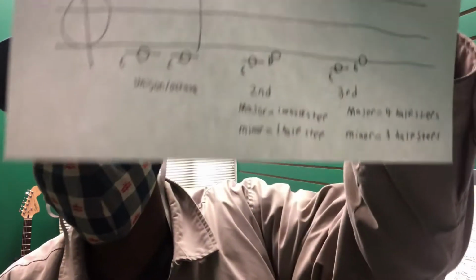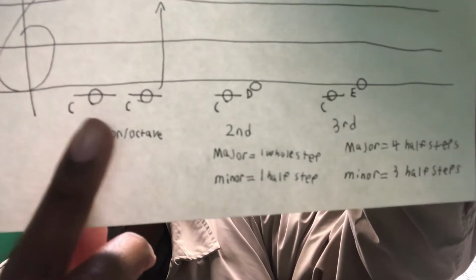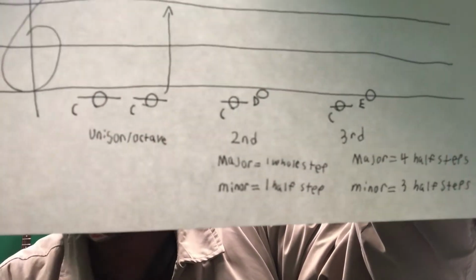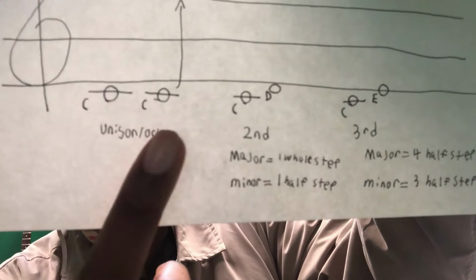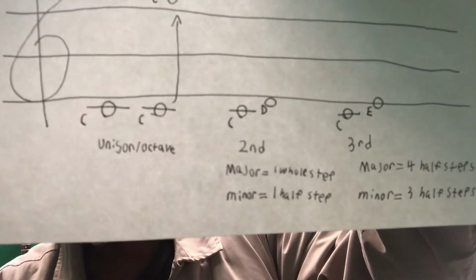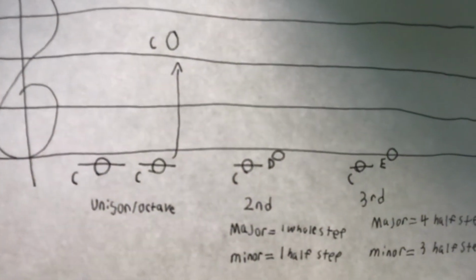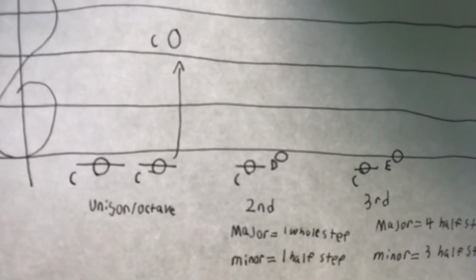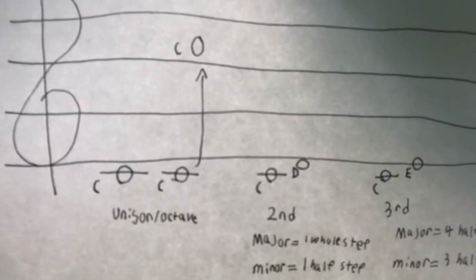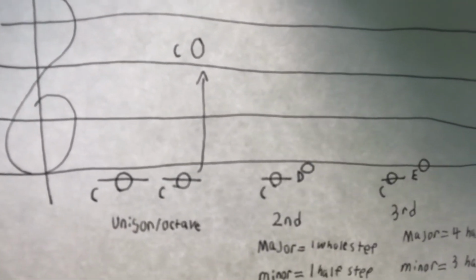That's an interval. And our first one, and the most basic, is a unison, which is when you have two notes that are the same. Pretty easy. So we have a C and we have a C. One wrinkle in this is that you can also have an octave, which is basically a unison, but up an octave. So I'll demonstrate on the piano.